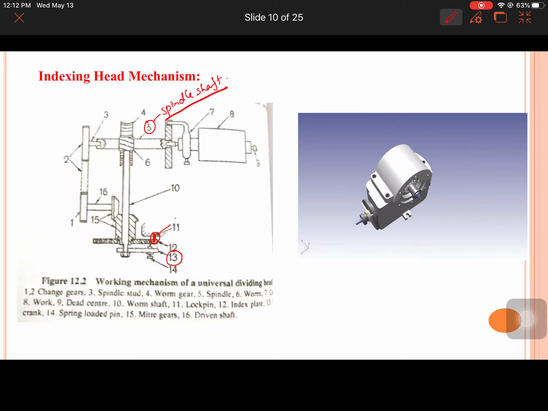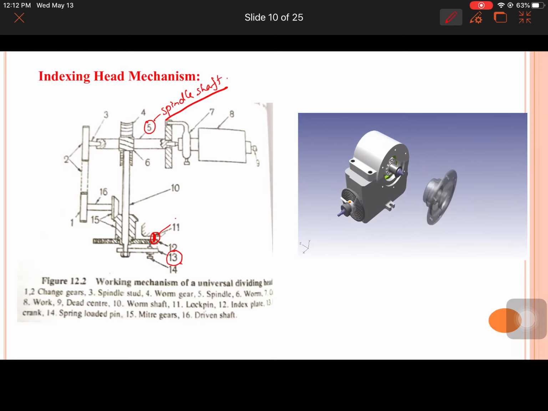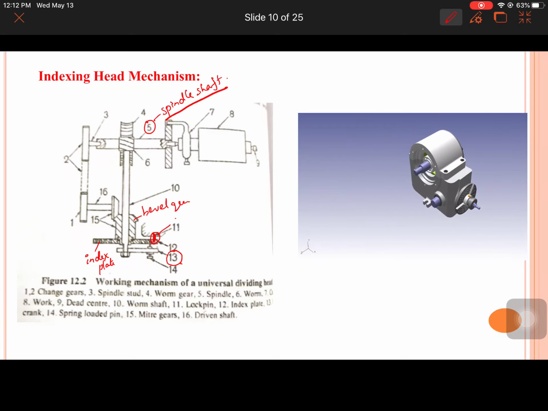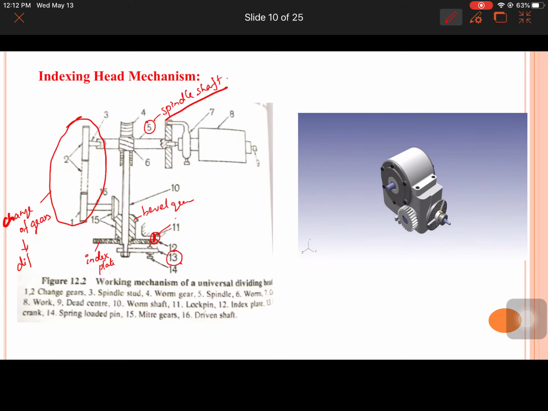If this locking pin is removed, then if you rotate this crank, this index plate will also rotate. On this index plate you have this bevel gear, and this bevel gear is transferring the motion to one more bevel gear which is shown here, and these are called the change of gears. These change of gears are useful in differential indexing. We will discuss that in the next module or next video.